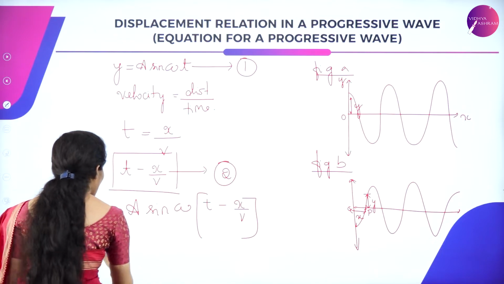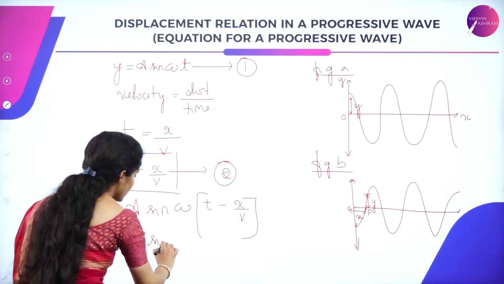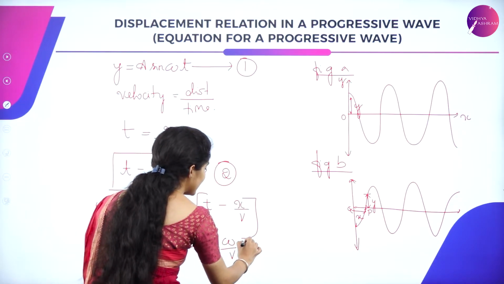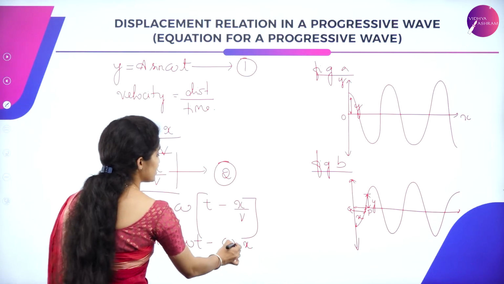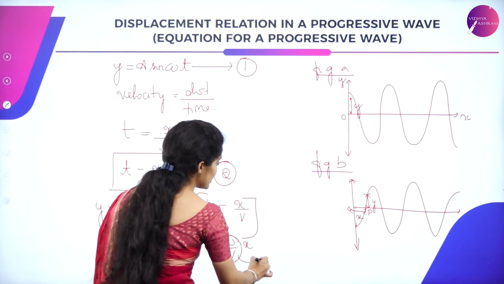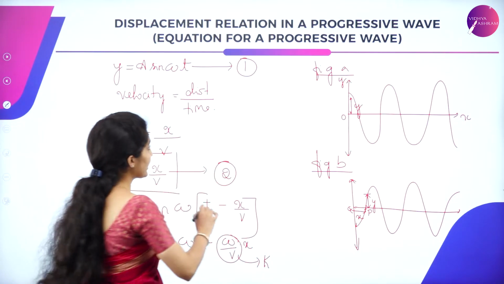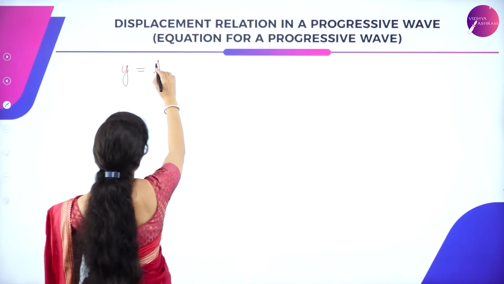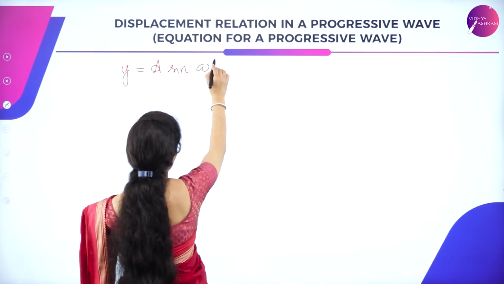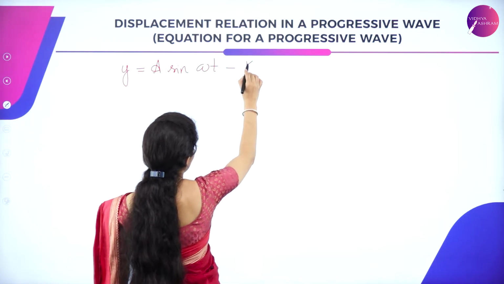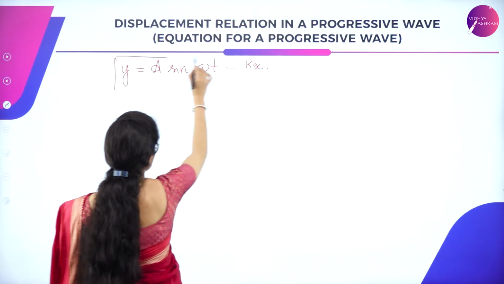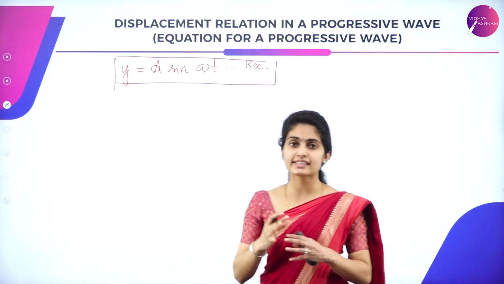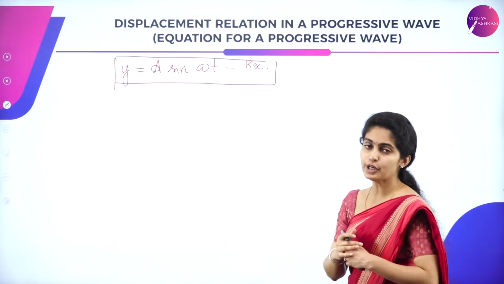Further simplifying, you will get y is equal to a sine of omega t minus omega by v into x. Now we can consider omega by v, the angular frequency to velocity ratio, to be the constant k, so the equation can be written as y is equal to a sine omega t minus k x. This is the displacement relation of a progressive wave, or else it can also be called the equation for a progressive wave.